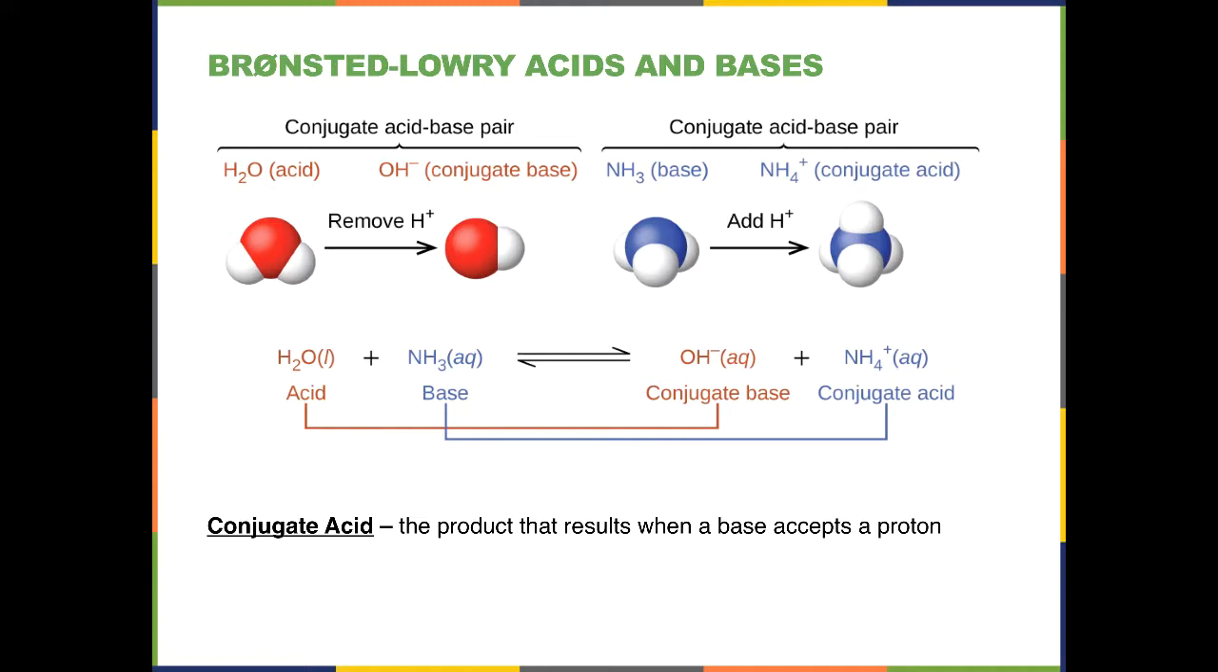So the conjugate acid is the product that results when a base accepts a proton, and the conjugate base is the product that remains after an acid donates a proton. Because when the reaction goes in the opposite direction, their roles are swapped.